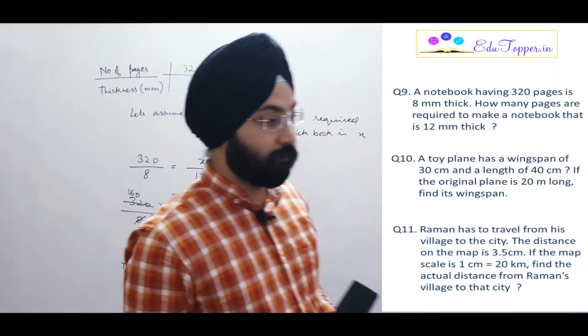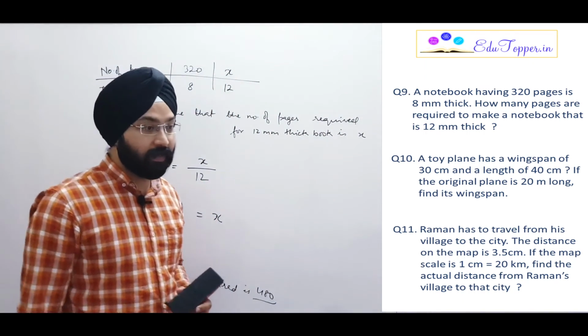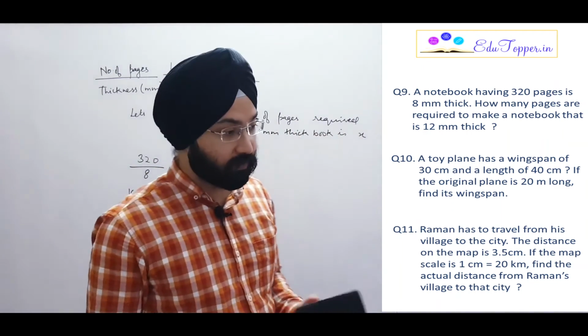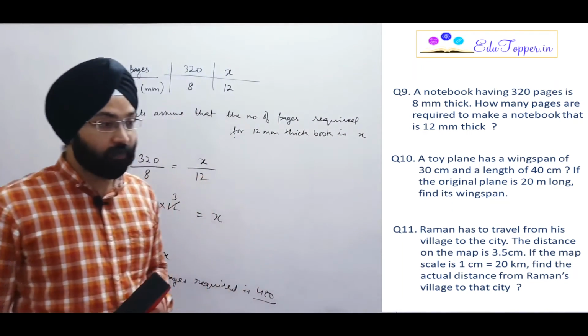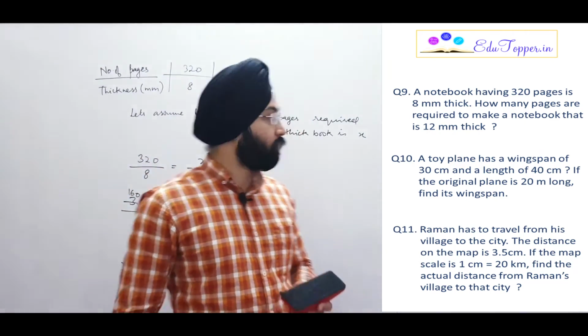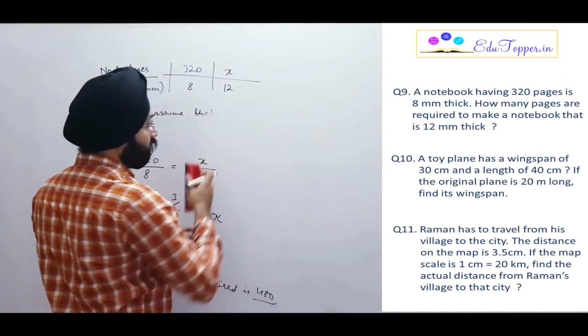This is interesting, huh? A toy plane has a wingspan of 30 centimeters and a length of 40 centimeters. I hope you know what is wingspan of an aeroplane. If the original plane is 20 meters long, find its wingspan. Right? मैं आपको ड्रॉ करके दिखा देता हूँ थोड़ा सा.